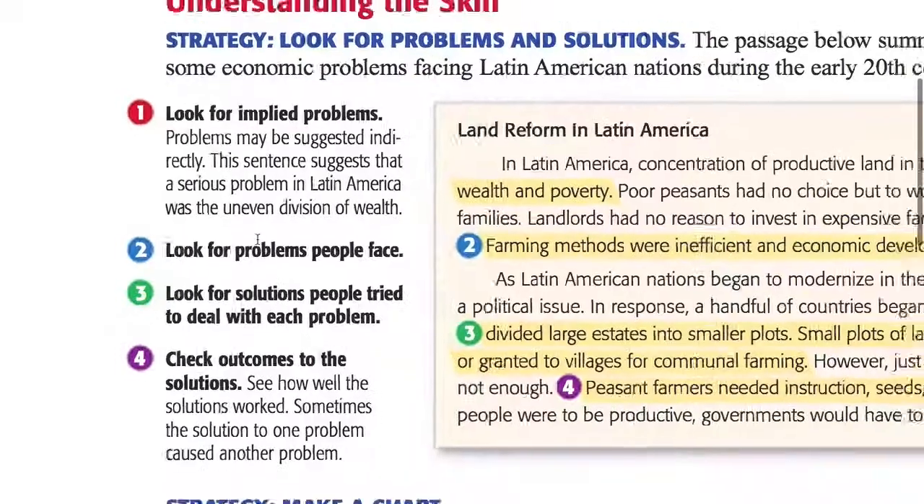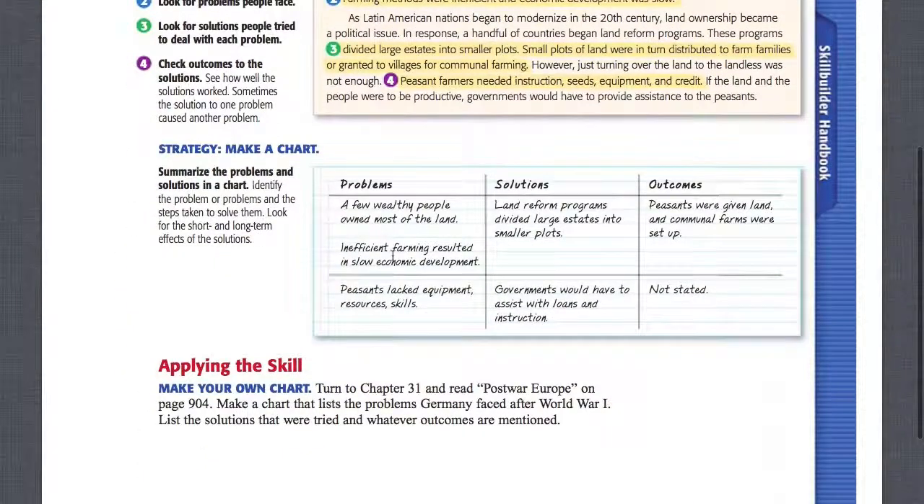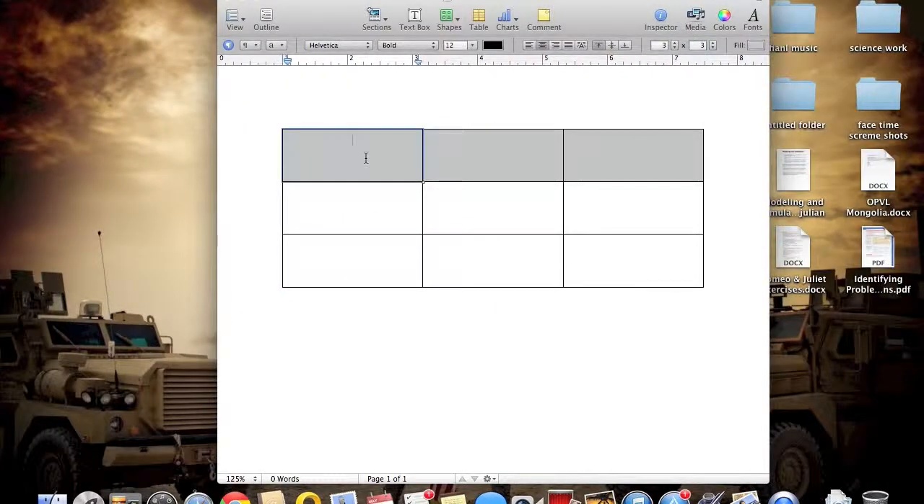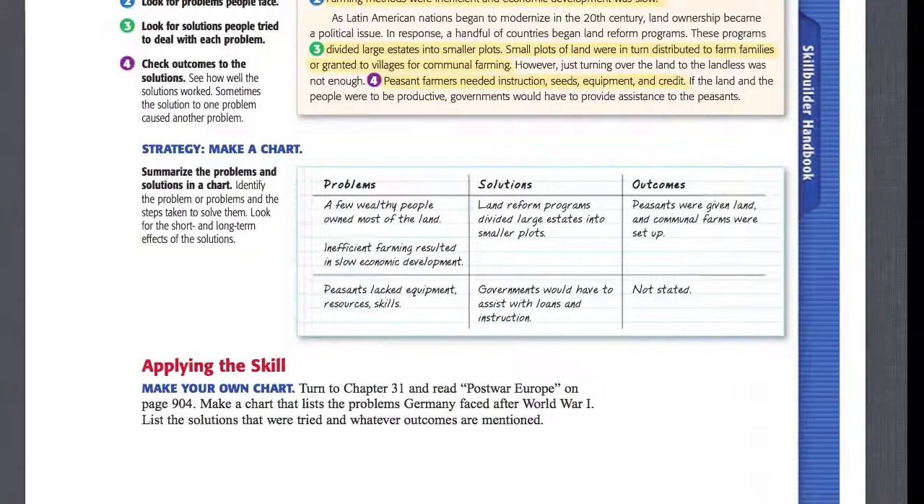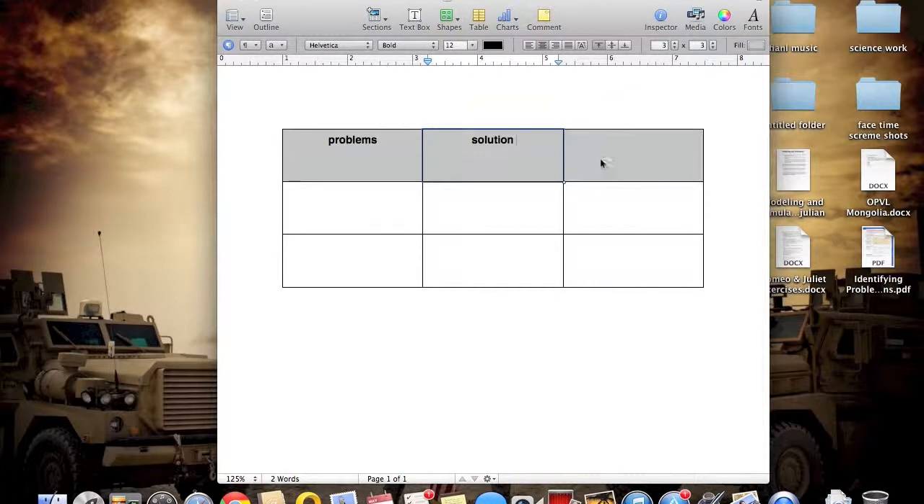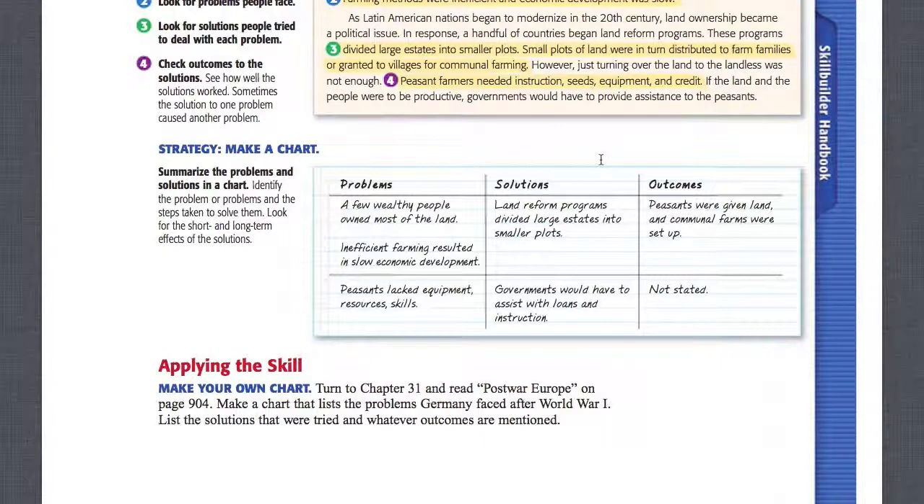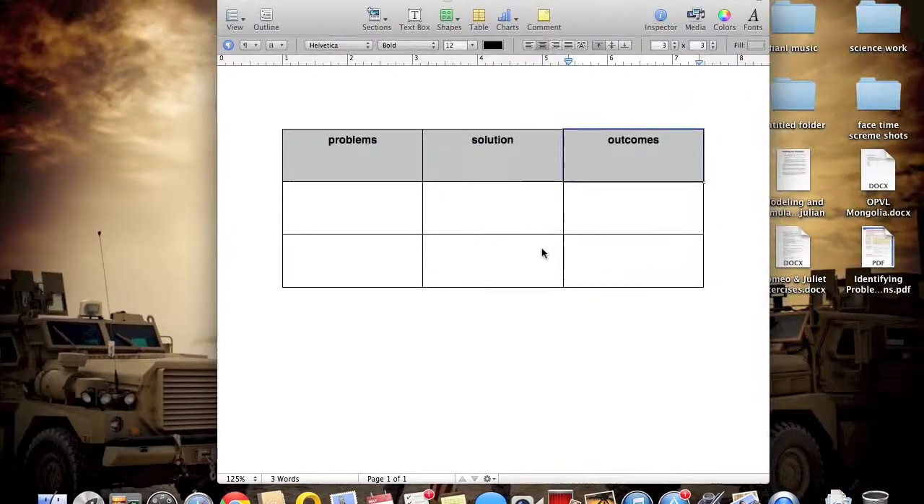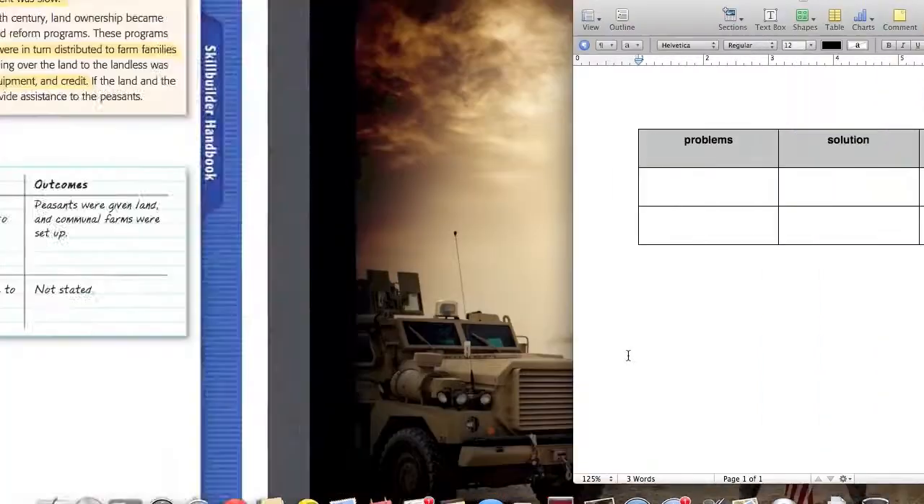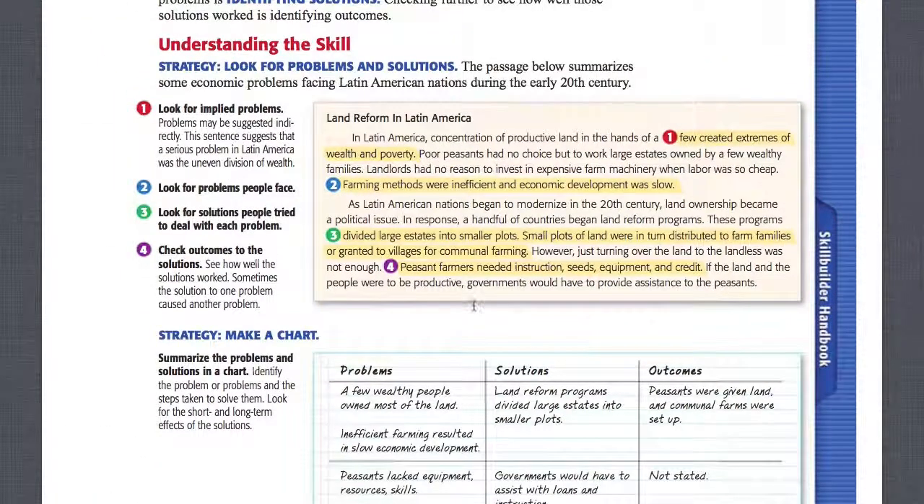Okay, first step, we should create a chart like this. Let's call it problems and solutions. Just start it. Okay. So, problems, solution, outcomes. Okay. Now that we have this chart created, we can just play with it a little bit so it can look pretty right there. Okay, let's get to the steps.